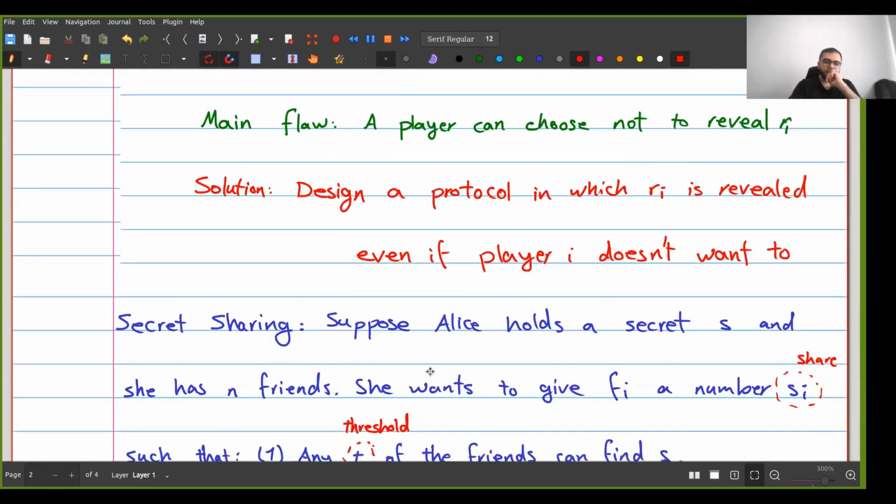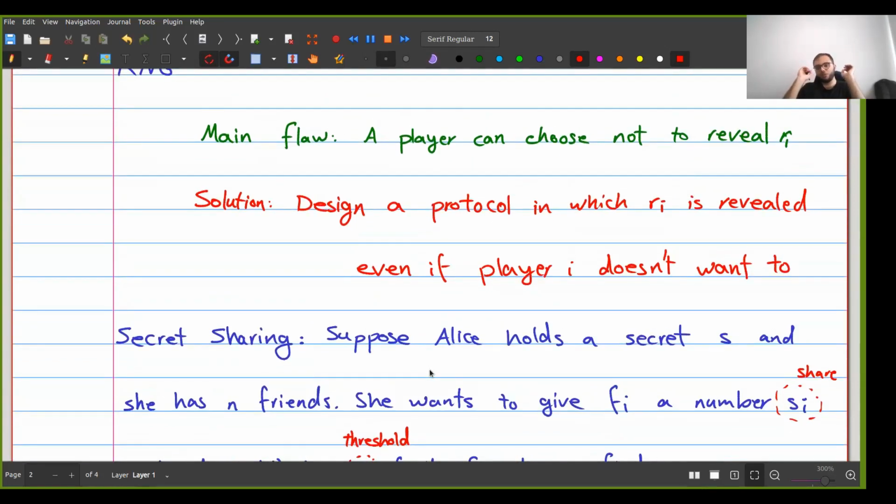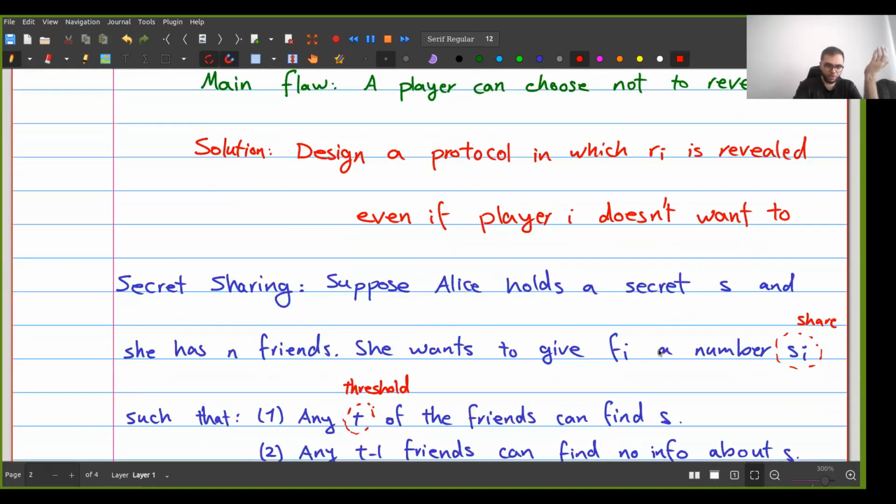So now I can have a situation like this. I can say, okay, when you choose your Ri, you have to also give shares of your value to other players. And if you don't reveal in the end, the other players are going to put together these shares and they're going to reconstruct your value Ri. So this Ri, which was supposed to be used in the random number generation, is the secret S that you're sharing with everyone else. And this is the way that we can make sure you don't have a choice to decide whether you reveal or not. Even if you don't reveal, other people will reveal it for you.